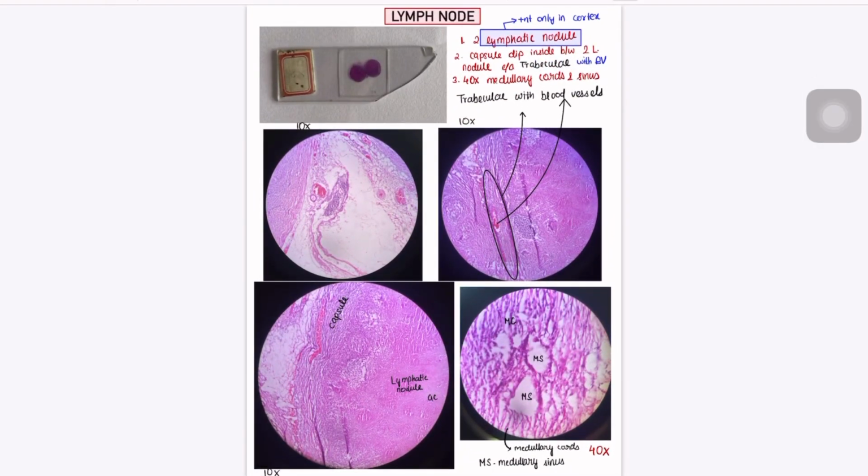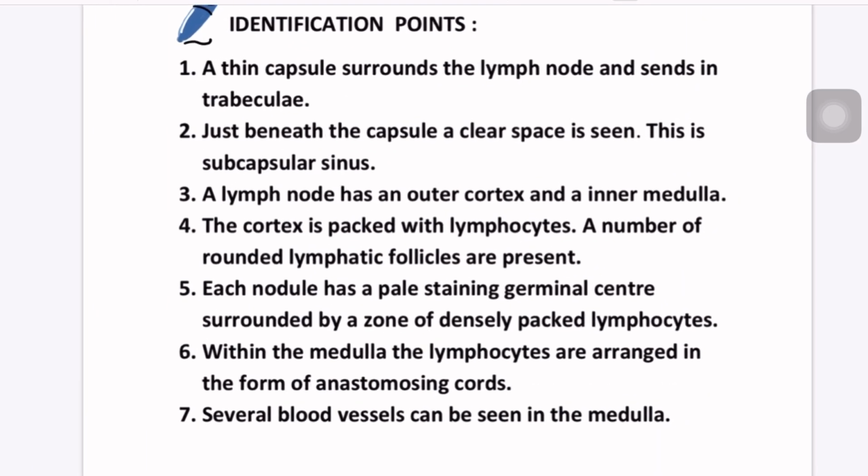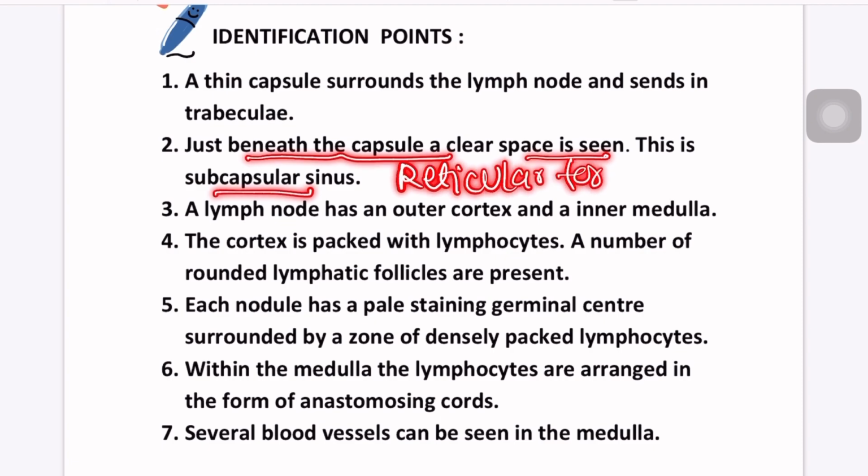To sum it up, we'll just look at the identifying features of the lymph node. It is covered by a thin capsule which sends in trabeculae. Beneath the capsule, there is a clear space which is known as subcapsular space that contains reticular formation. A lymph node has an outer cortex and inner medulla, and I already told you that the lymphatic nodules in case of lymph node are only confined to the cortical region.